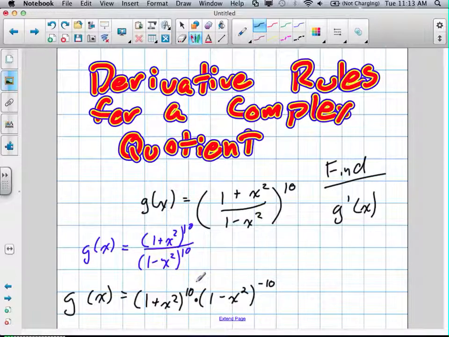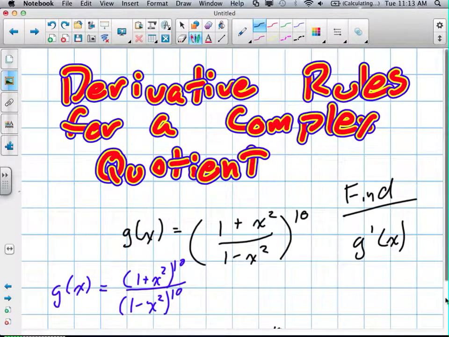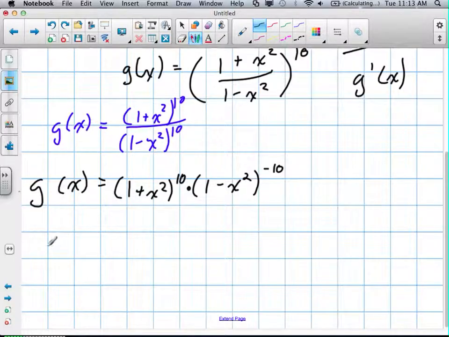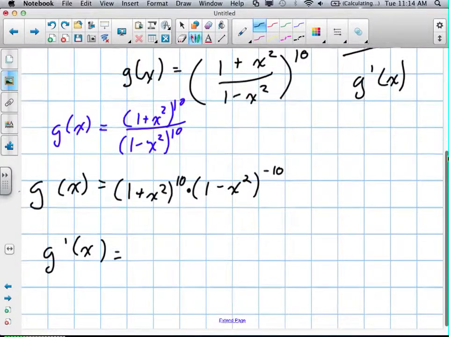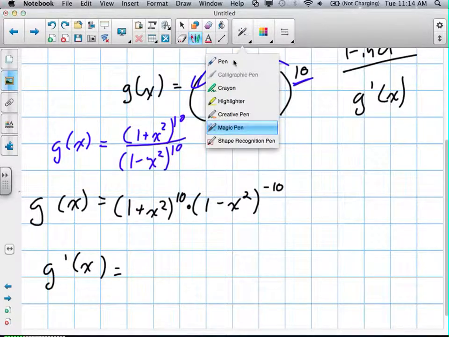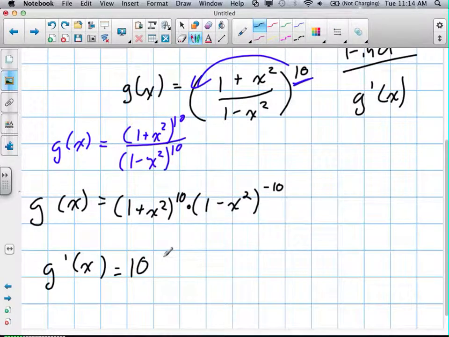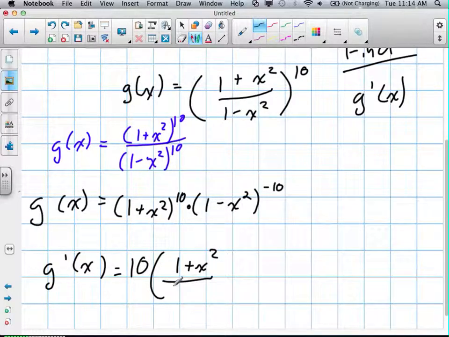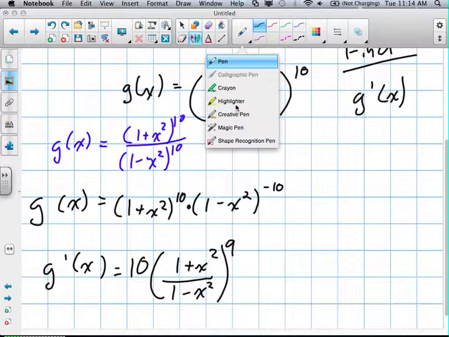We're going to solve it, okay, with our chain rule and our quotient rules. So we're going to go down a little. And instead of doing that, we're going to find g prime x. And in this case, think of it like this. We have our power of a function. Okay? So we're going to have to bring that power down. And we're going to have 10 multiplied by what's originally already in there, 1 plus x squared divided by 1 minus x squared, to the power of 9 now.